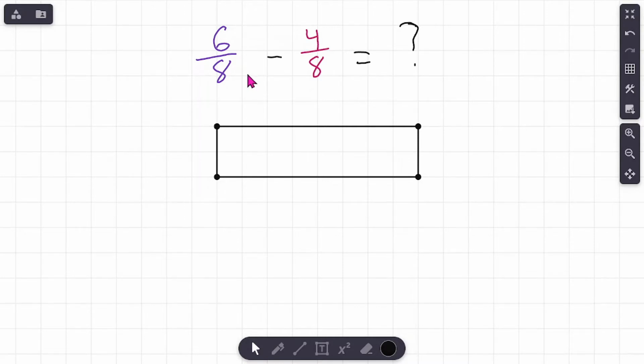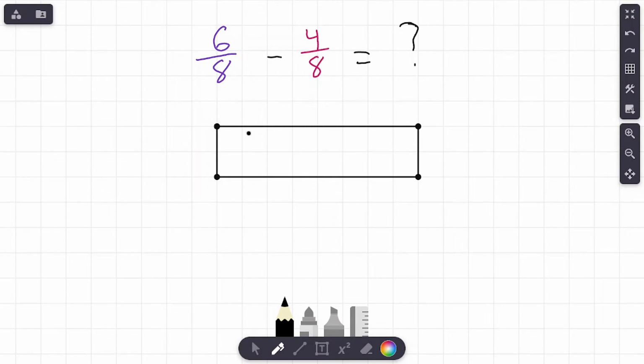If the denominators aren't the same, then I'm going to have an extra step. If they are the same, like they are in our problem here, then I can go ahead and start solving it, okay? So in this one here, the denominators are both 8. They are the same. I can go ahead and start solving for our answer, all right? Trying to find the difference between 6/8 minus 4/8.